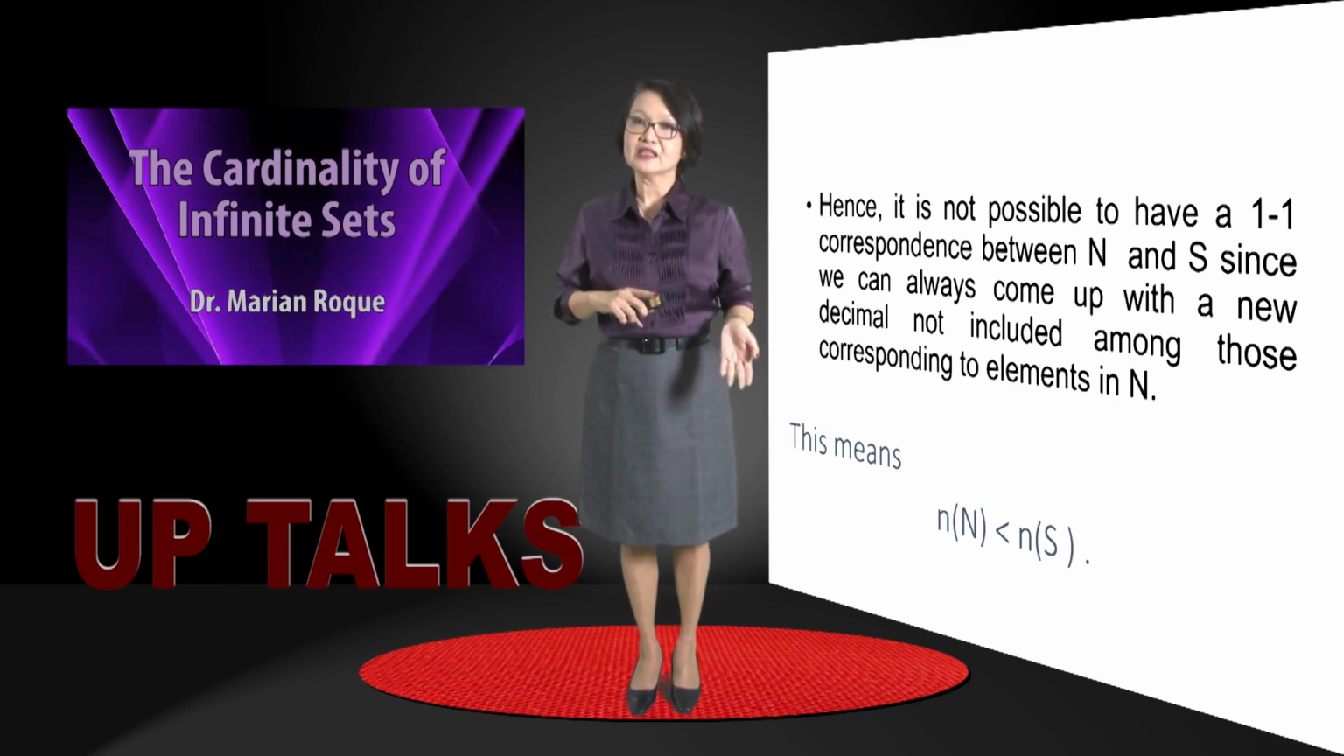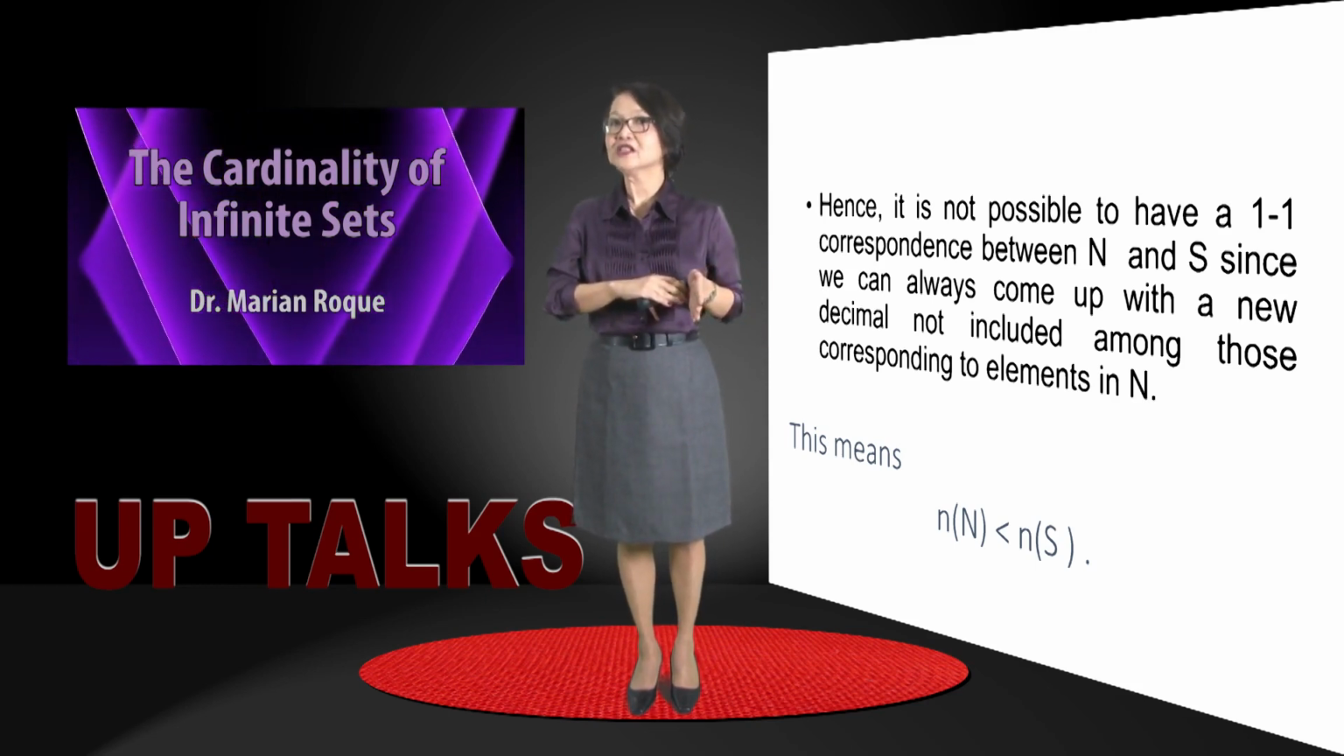So what does that mean? The set of natural numbers is not equivalent to the set of points between 0 and 1. The set 0 and 1 is just a subset. It's a small part of the set of real numbers, but it has a lot more elements than the set of natural numbers.